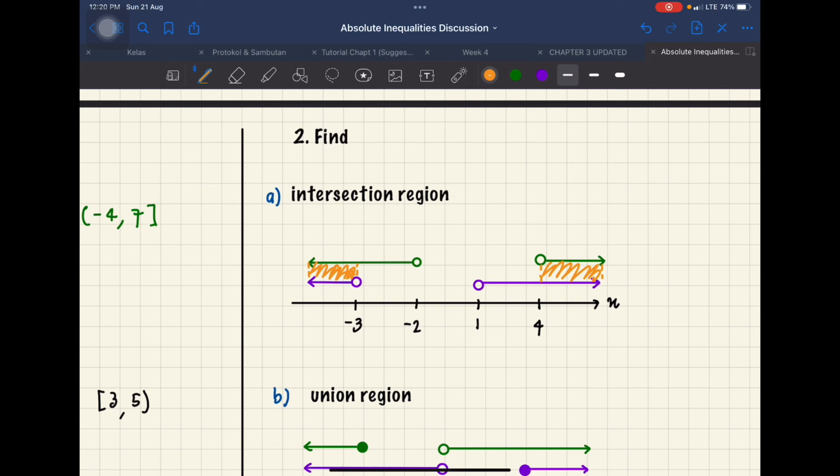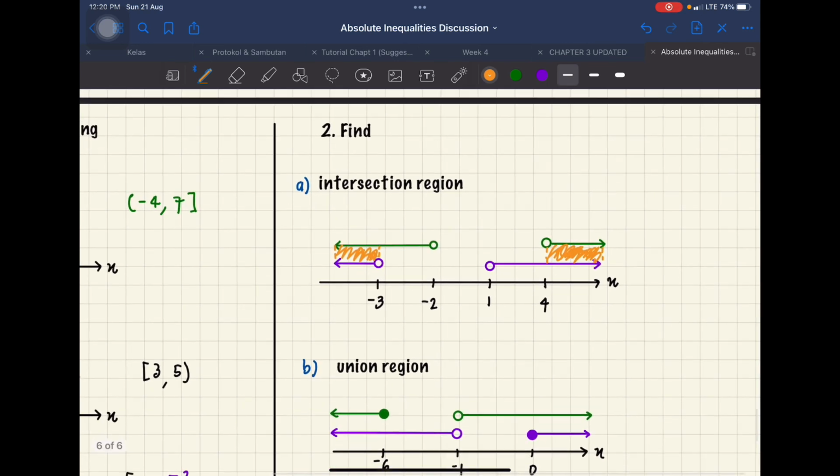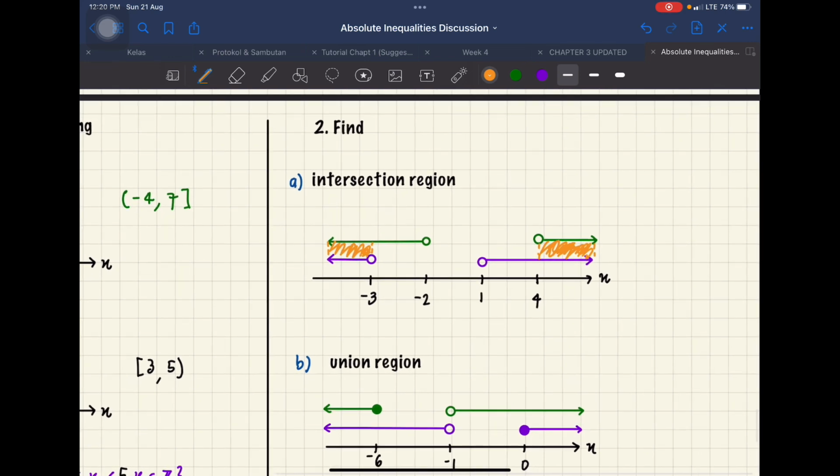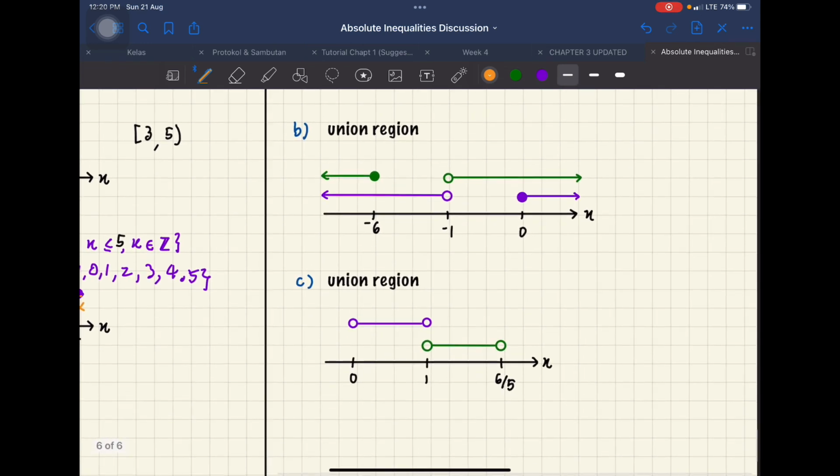Okay, so bila dah shade, tulislah dia punya jawapan apa. Saya tinggalkan ni sebagai awak punya homework lah. Taklah homework pun. Cuba fikir sendiri, based on saya punya explanation tadi. Okay, so the next one is union region.